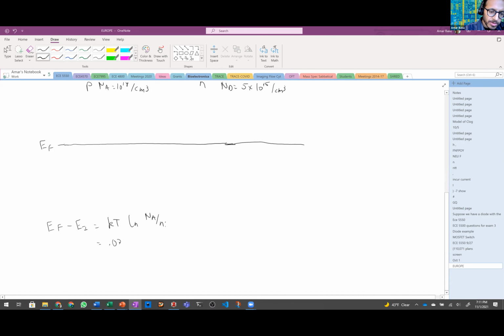So this will be 0.026 electron volts times the log of, these two units are going to cancel, so it'll just be 10 to the 18th over 1.5 times 10 to the 10. Yeah, so that's 0.972. 0.972 electron volts. Great. So let's see, Fermi level is above EI.